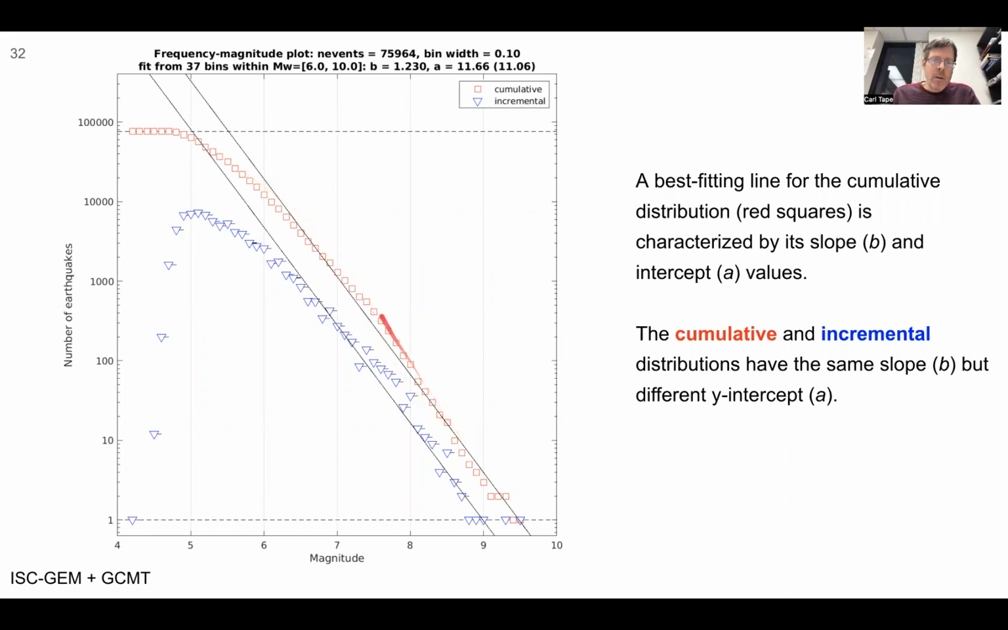So from this distribution, you can see that they kind of follow a line, and this data can be fit using a procedure to find a best fitting line. And so that's shown by fitting this red line. The cumulative and incremental distributions have the same slope, but they have a different y-intercept. They would go through magnitude 0 at a different height, but the slopes of these two lines are the same. And this is what the A and the B value of the Gutenberg-Richter frequency magnitude relation is about, saying we're going to represent this earthquake catalog with a line.